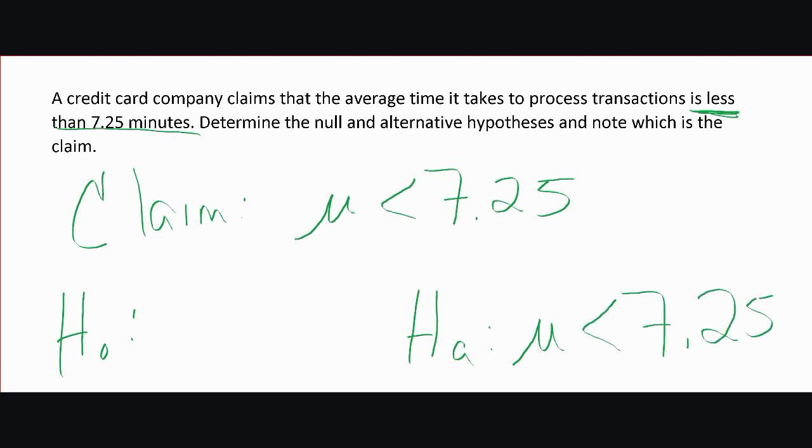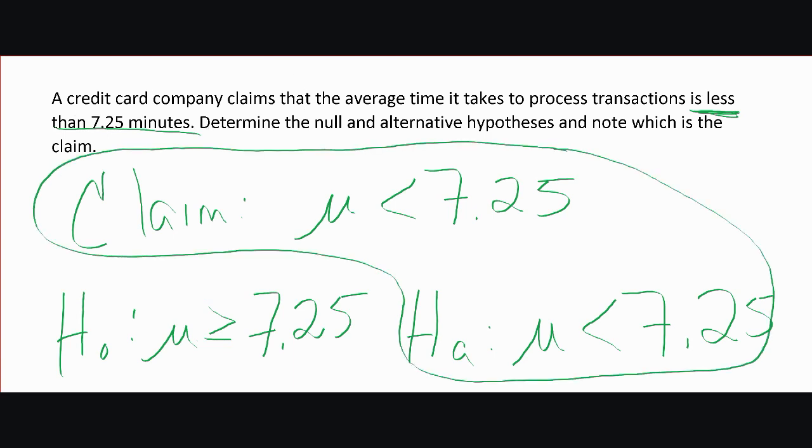So our alternative hypothesis is the mean is less than 7.25, and the null hypothesis is going to be the complement of that, or the opposite of that. So if we're talking about less than in the alternative, we're going to be talking about greater than or equal to in the null. So the mean is greater than or equal to 7.25 is our null hypothesis. And this makes sense because we have equality in our null hypothesis, right? Greater than or equal to, okay? So now the last part of the question is, which of these is the claim? Well, once again, we've already established that, right? The alternative hypothesis is our claim because the alternative hypothesis matches the statement that's in the problem.